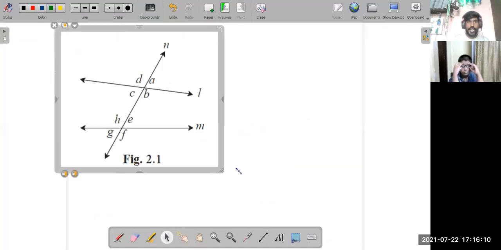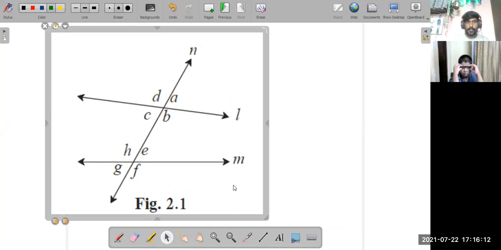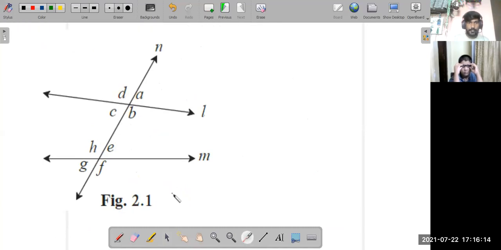Okay. So the angles are named here. This is angle D, this is A, this is B, this is C, this is H, E, F, and this is G. Okay, how many total angles are there in this figure? Total number of angles.